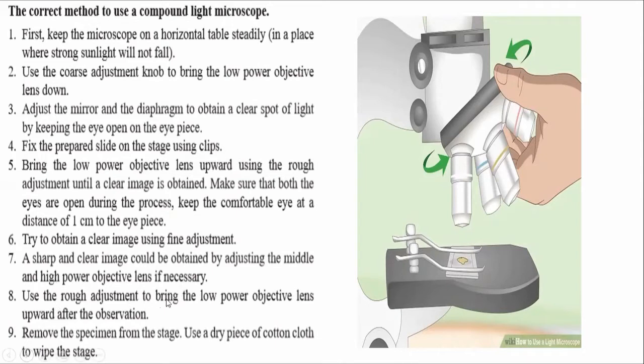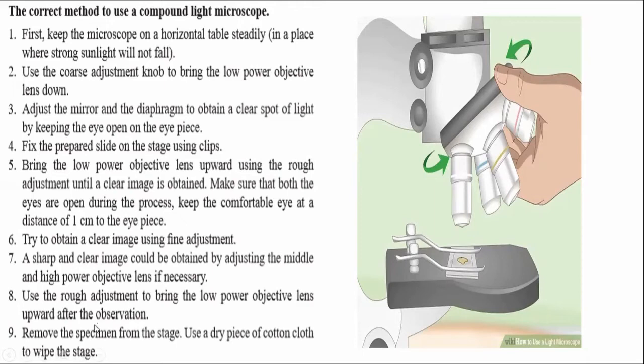Use the rough adjustment to bring the low power objective lens upward after the observation. Okay. Why do we bring the low power objective lens upward again? This is a very important point. The reason why you move all your objective lenses, not especially the low power objective lens, but any objective lens that you have been using to observe the specimen, first of all, you need to move it upwards.